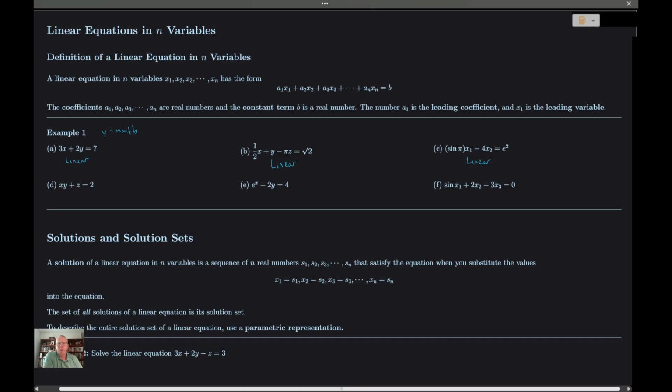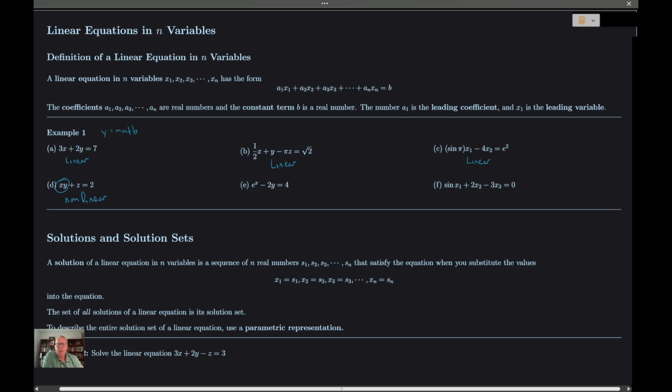All right, so these three are linear. Now, what about this one? X times Y plus Z. Now, this one is not linear because of this part. So non-linear. You cannot multiply two variables together. So non-linear in that case.